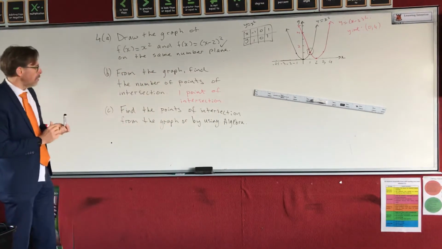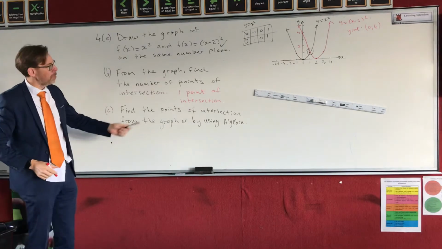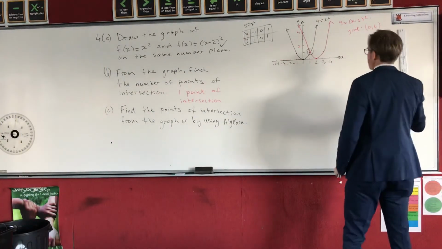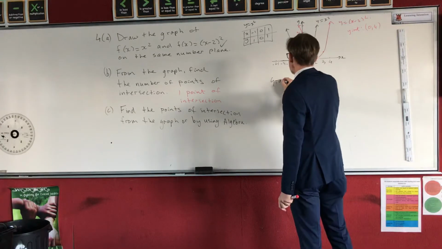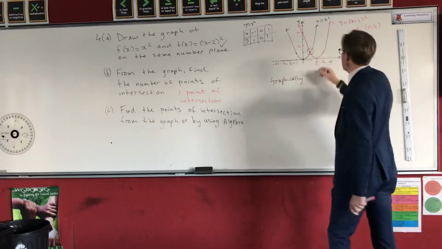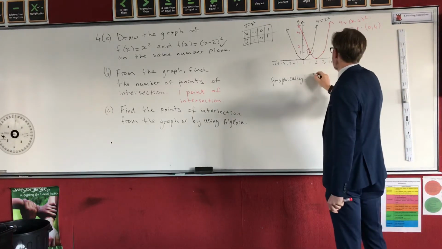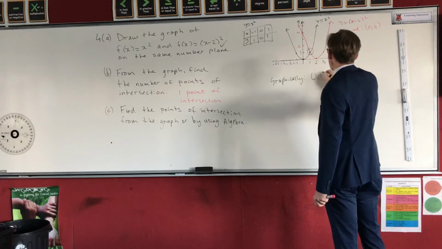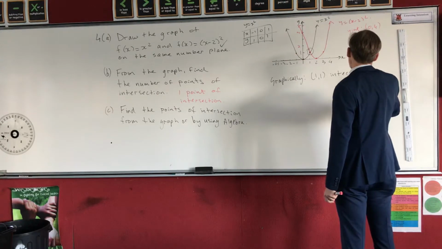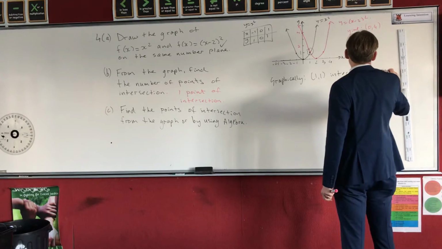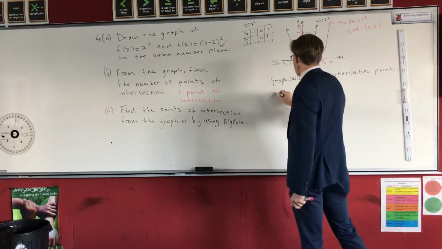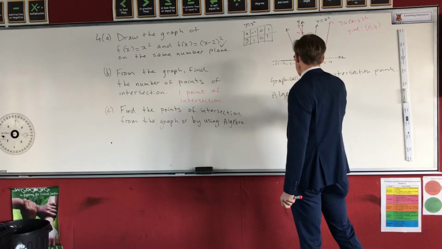Okay, now it says find the points of intersection from the graph or by using algebra. Well, from the graph, so graphically, you can see there the point there is (1, 1), right? (1, 1) is the intersection point. Okay, now what about algebraically? So you should be able to do it algebraically as well.